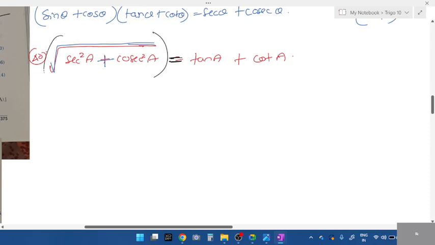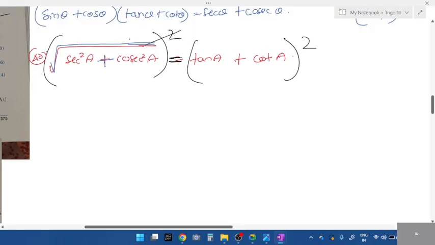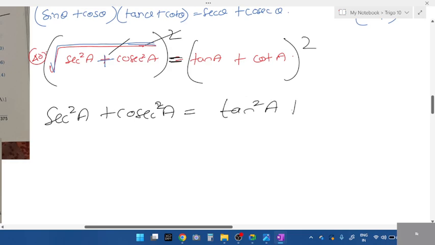See, let me square on both the sides. You can't just square on left hand side. You have to square on both the sides like this. Now what happens to square? Okay, 1. So what is left? 6 square a plus. Yeah, right hand side what is left? A plus b the whole square. Apply a plus b the whole square. Tan square a plus 2 into tan a into cot a.